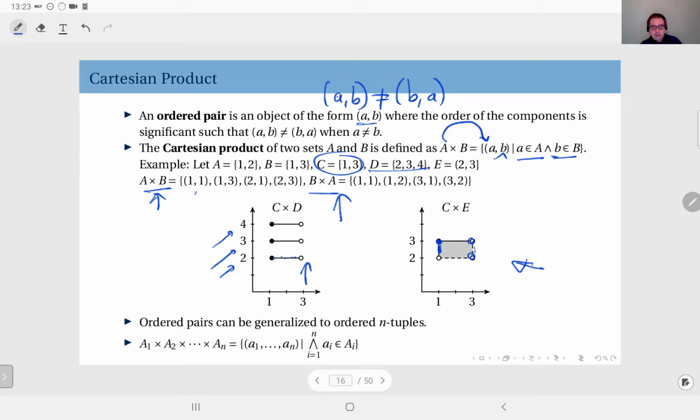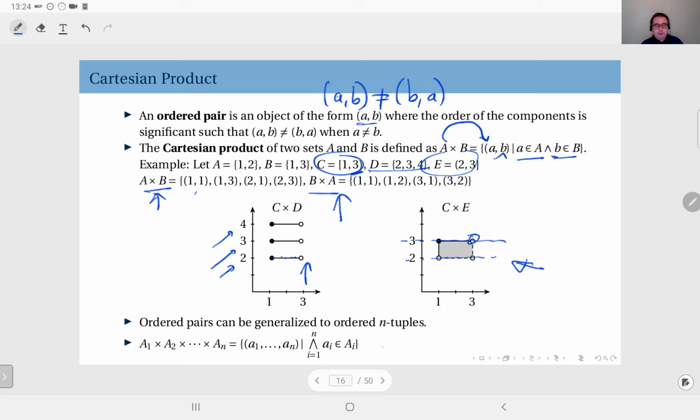And E, again, is a half-open interval. 2 is excluded, 3 is included. So here, this line is excluded, but this line is included. You see, this is an empty point. It's not included in the Cartesian product because number 3 is not included in C. 3 is included in E, but it's not included in C. So the ordered pair (3, 3) is not in C times E.